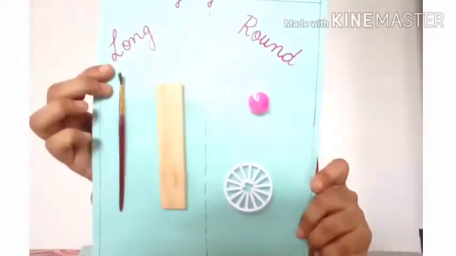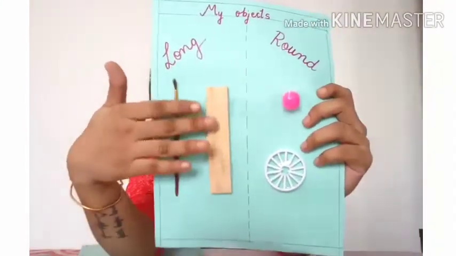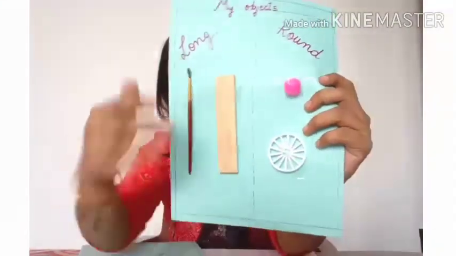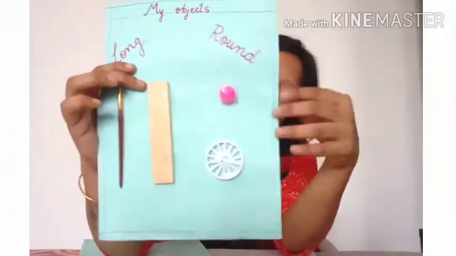Now next project that you have to complete is this one. You have to search for the things which are long and which are round. Long things are those which can slide, and round things are those which can roll.